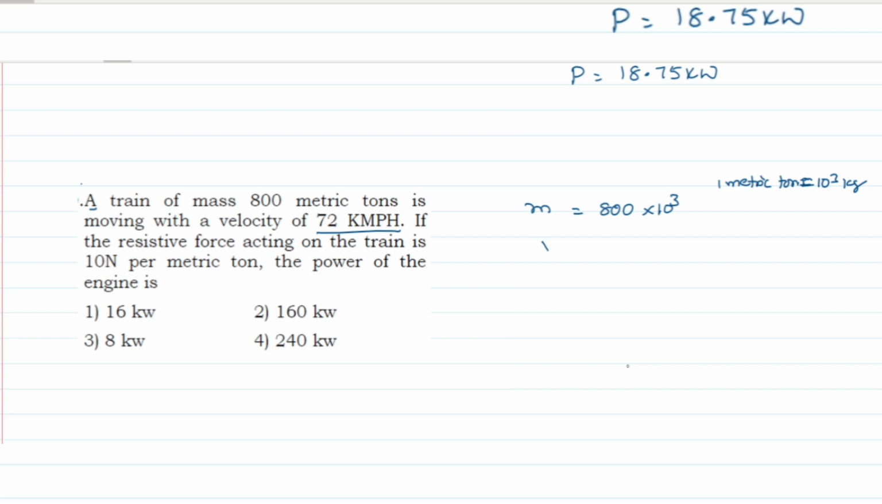And here it's moving at a speed of 72 km per hour, which you have to convert by multiplying by 5 by 18 to meter per second. 18 4s are 72, 4 5s will give 20 meter per second. So here the resistive force acting on the train is given as 10 Newton per metric ton. They are asking for the power of the engine.